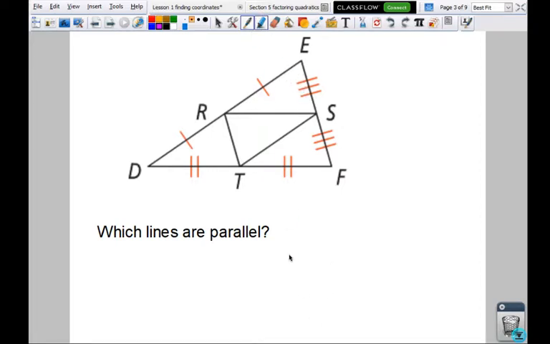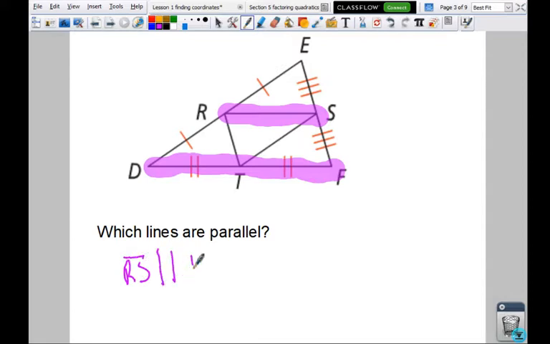If I have RS right here, what is RS going to be parallel to? DF. So RS is parallel to DF. I should probably write these out. Officially, segment RS is parallel to DF.